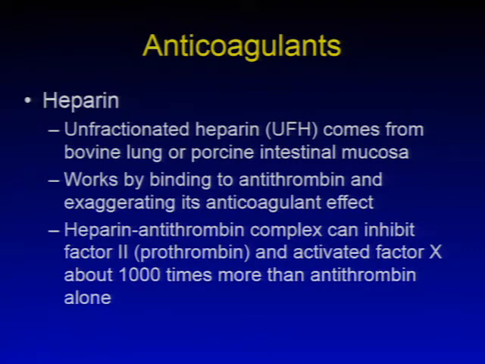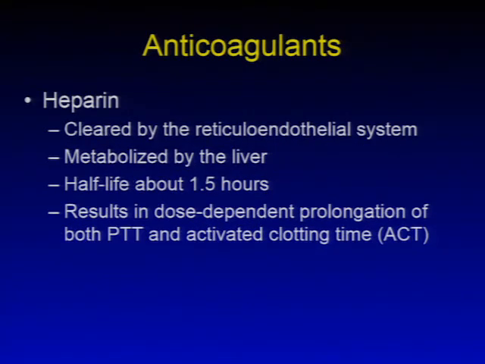Heparin, another anticoagulant very commonly seen in and around the operating room. Unfractionated heparin comes to us from bovine lung or porcine intestinal mucosa. It binds antithrombin and greatly accelerates and exaggerates its anticoagulant effect. In fact, the heparin antithrombin complex will inhibit factor 2 and activated factor 10 about 1,000 times more than antithrombin alone, so it really exaggerates that effect. It's cleared by the reticuloendothelial system, metabolized by the liver, has a half-life of about an hour and a half.